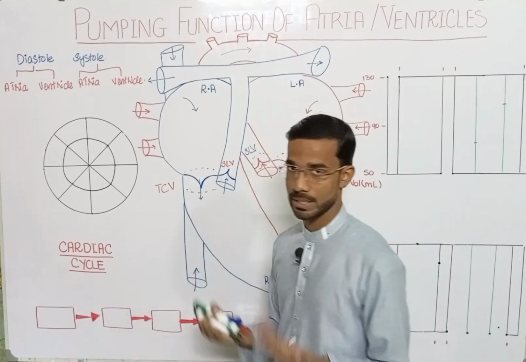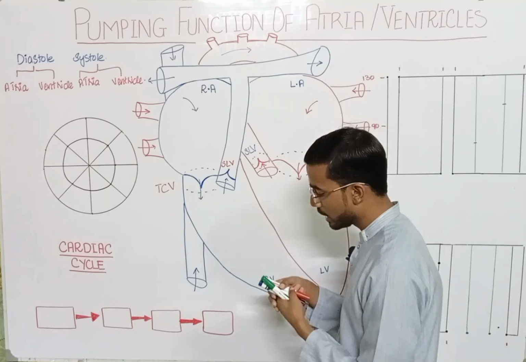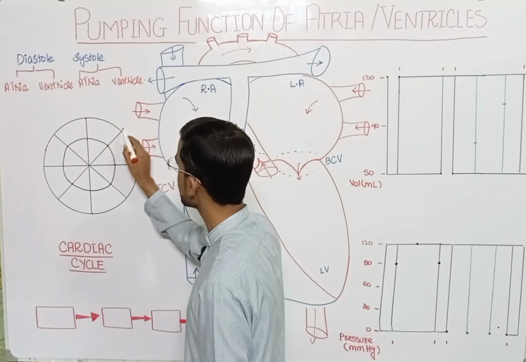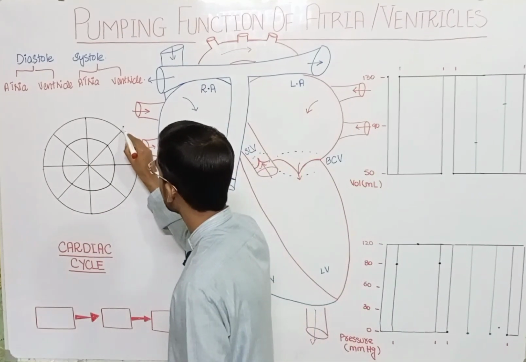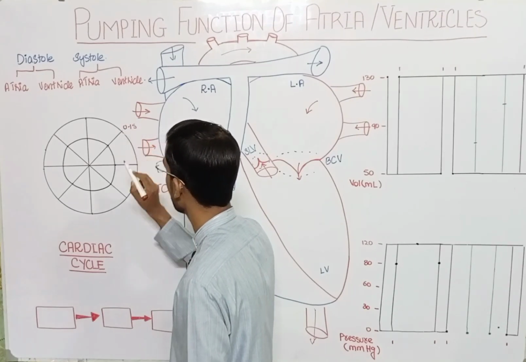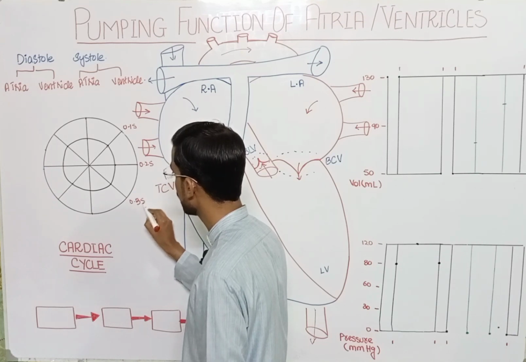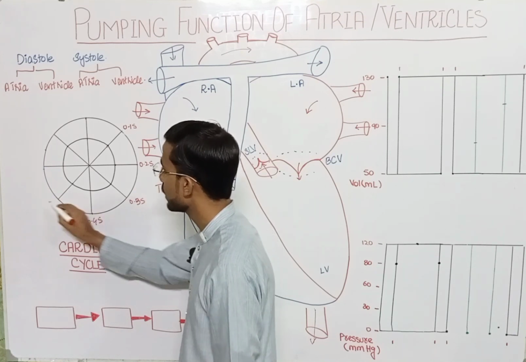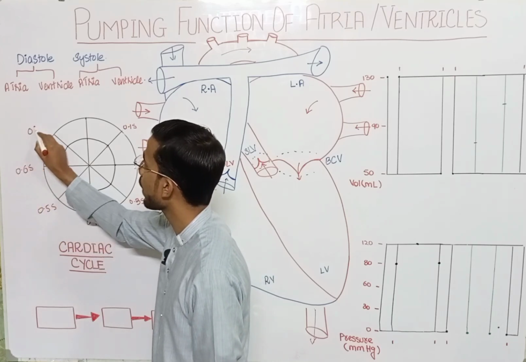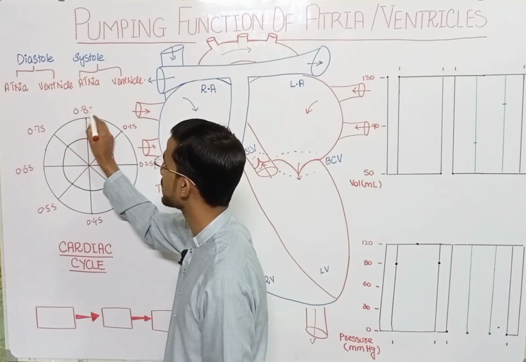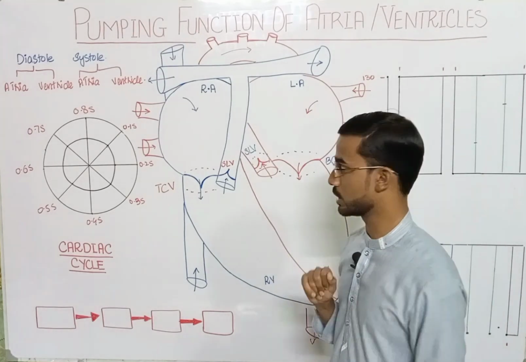Now the cardiac cycle is approximately 0.8 second. Here you can see it is just like a target. This is the starting point, 0.1 second, 0.2 second, 0.3 second, 0.4 second, 0.5 second, 0.6 second, 0.7 second, 0.8 second. So here is basically the whole one cardiac cycle.